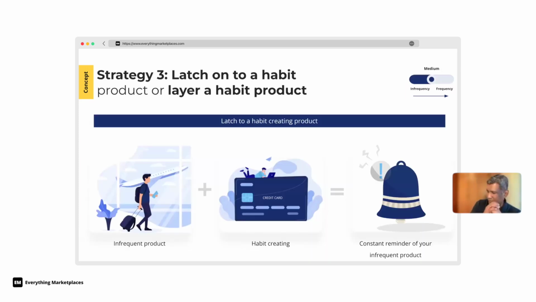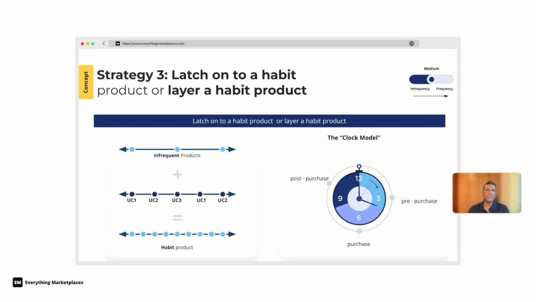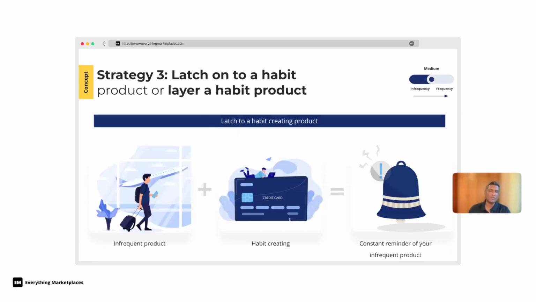The third part of this is what I call latching onto a habit product, or layering a habit product. What I mean by that is, if your product is very infrequent, how do you create a habit around it is something that you would want to think about. The first case is what I would call the credit card. So look, travel is an infrequent product, but your credit card is something that you use on a daily basis.